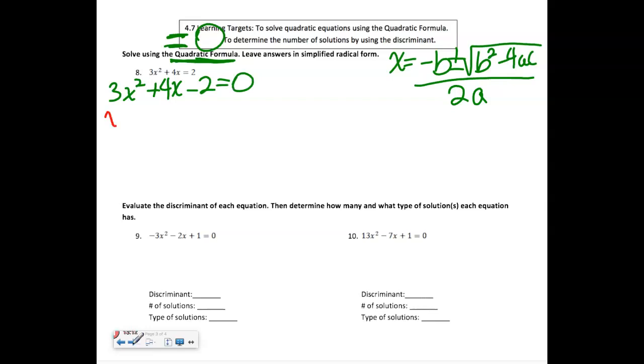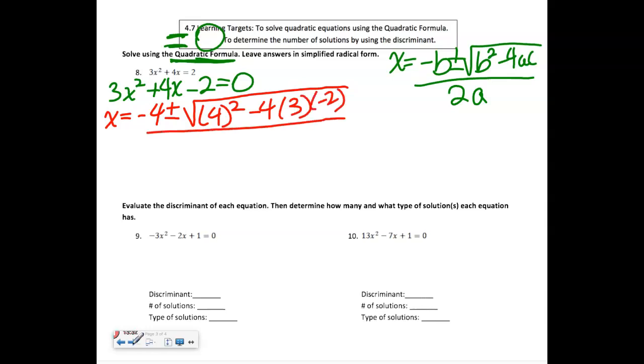Grading your guys' homework from a week and a half ago, make sure you double check your signs. That's why some of you got things wrong. So we should have a negative 4 out in front instead of a positive 4, so watch out for that. And then we'll have 4 squared inside here. So really double check your signs.